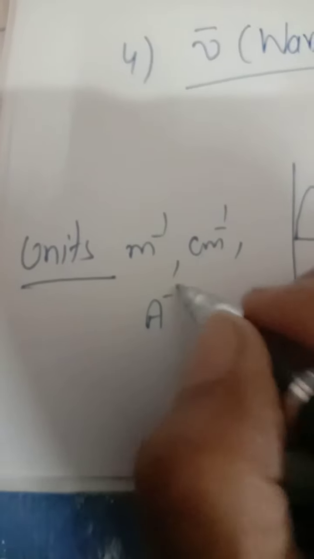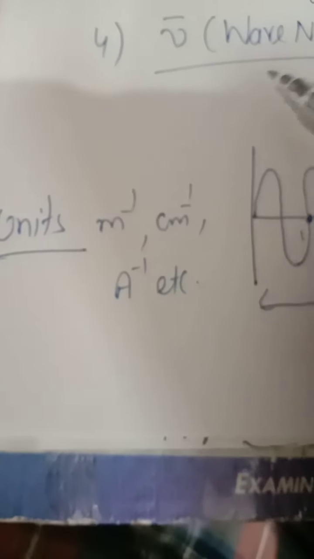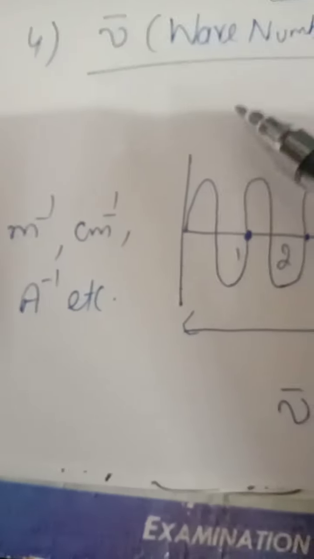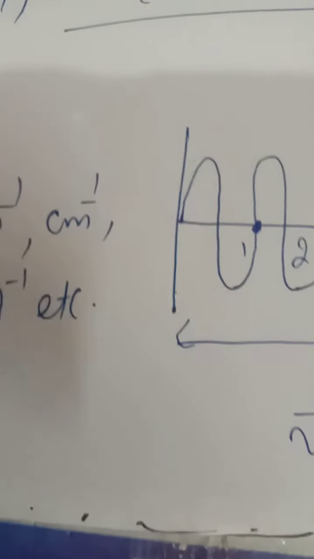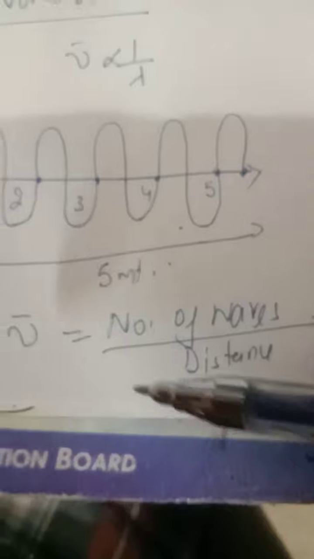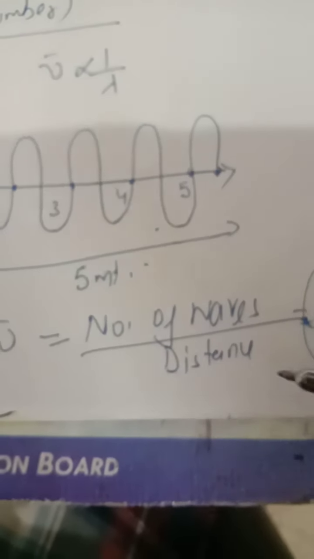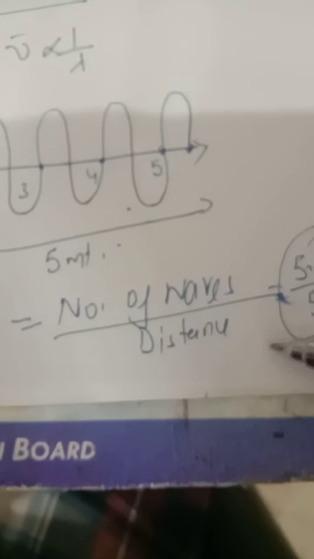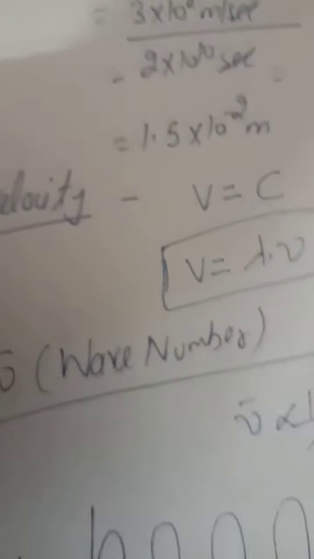either meter inverse, centimeter inverse, or angstrom inverse, etc., because it's the reciprocal of wavelength. So the inverse of wavelength gives its units. Again, see, wave number is the number of waves traveled divided by the distance covered. That is one very technical point to calculate the exact value of wave number.